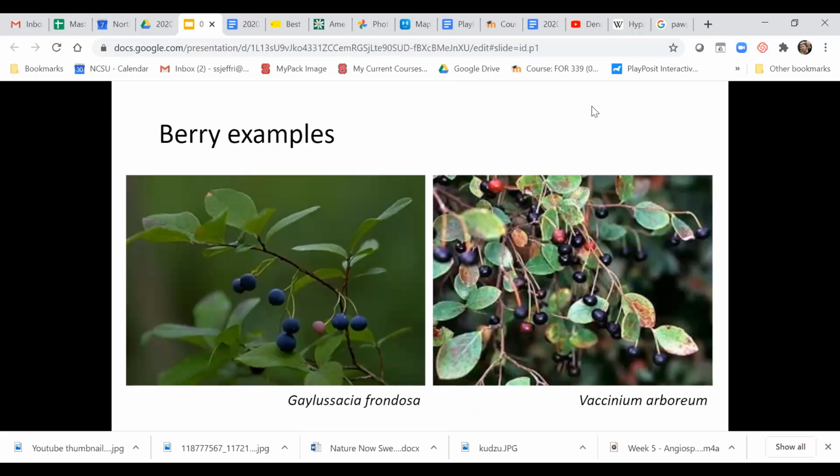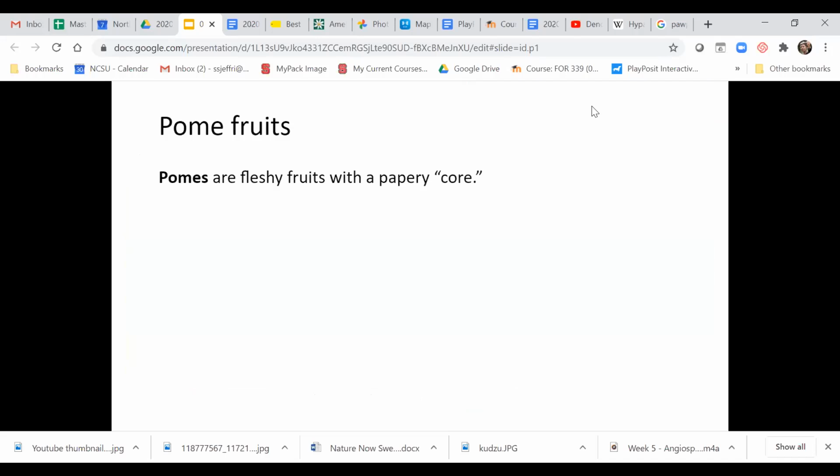So again, those are fleshy fruits with small seeds throughout. Blueberries, the seeds are almost undetectable. They taste like a little bit of grit inside the berry if you eat one. And then lastly, let's talk about pome fruits.